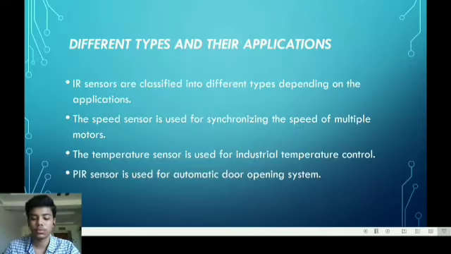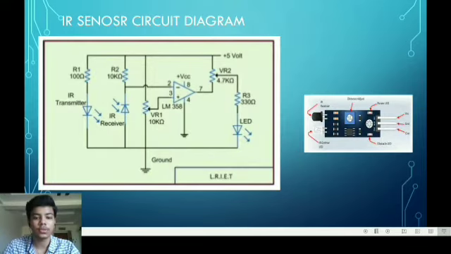Moving on, let's talk about how this circuit works. When the IR receiver does not receive a signal, the potential at the inverting input goes higher than the non-inverting input of the comparator LM358. Thus, the output of the comparator goes low, and the LED does not glow. When the IR receiver module receives a signal, the potential at the inverting input goes low. Thus, the output of the comparator LM358 goes high and the LED starts glowing.